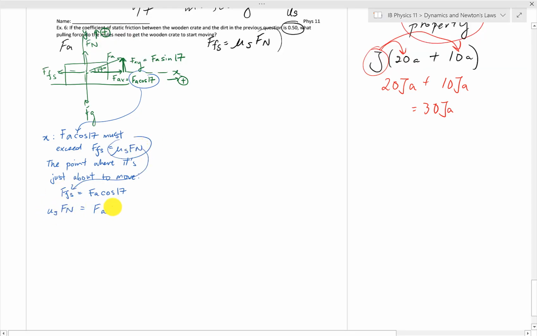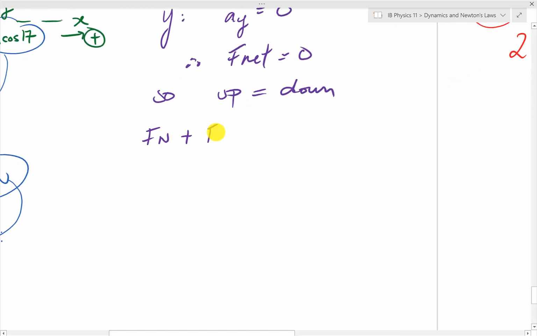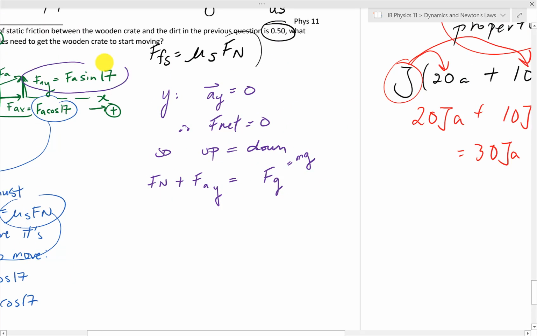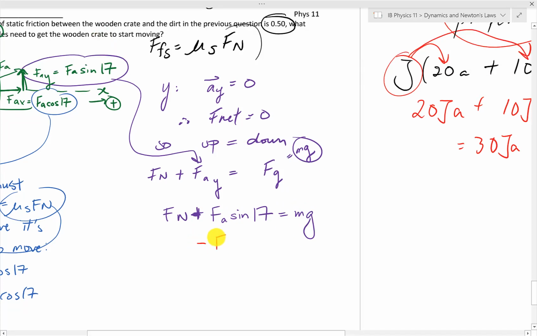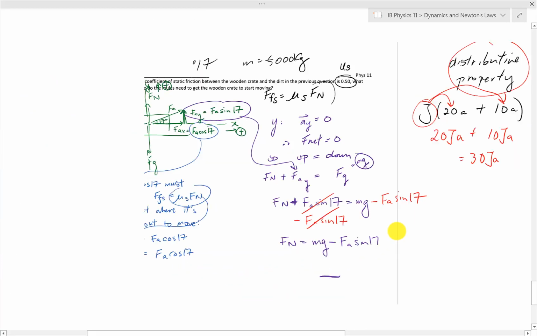let's look at the y direction, where acceleration is 0, F net is 0, meaning that the upward forces must equal the downward forces. The upward forces include the normal force and the vertical component of the applied force, equal to the force due to gravity. The applied force in the vertical direction is Fa sine 17, and Fg is just mg. So putting that in and solving for Fn, we get the following, in which we need to substitute onto the other side of the equation, on the other side of the page over there.